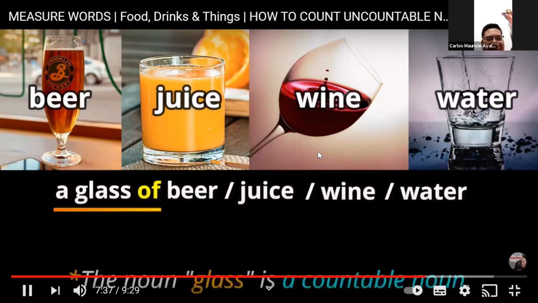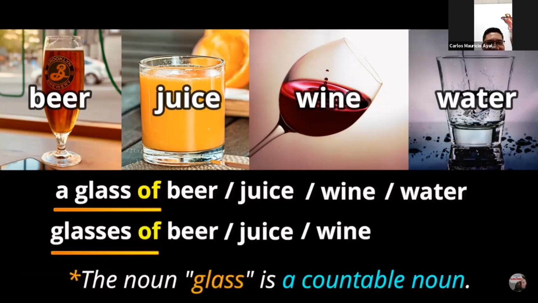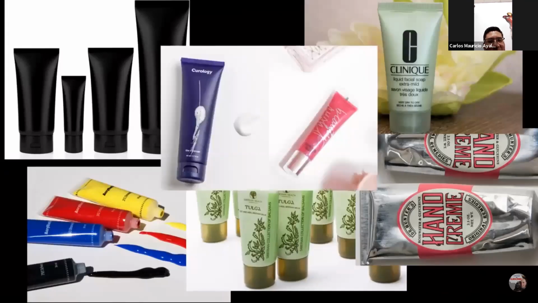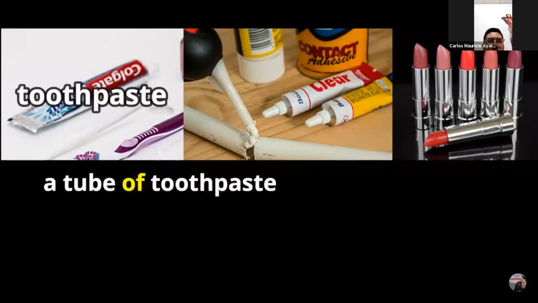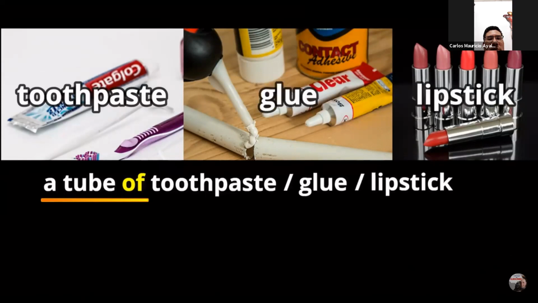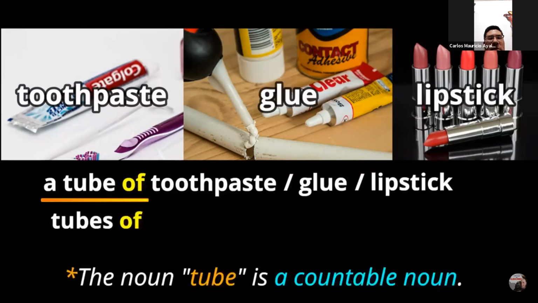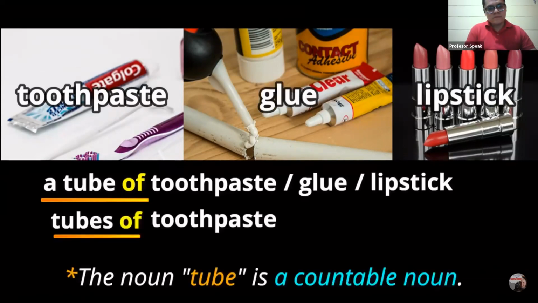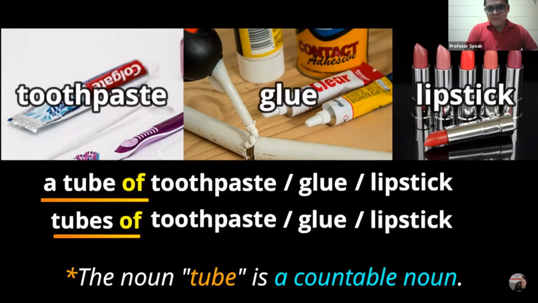Or we can count the glasses. Glasses of beer, glasses of juice, glasses of wine, or glasses of water. Another popular container that we use is a tube. And we use it to count things such as toothpaste, a tube of toothpaste, a tube of glue, or we even use it for a tube of lipstick. They come in tubes, right? So we say tubes of toothpaste, tubes of glue, or tubes of lipstick.